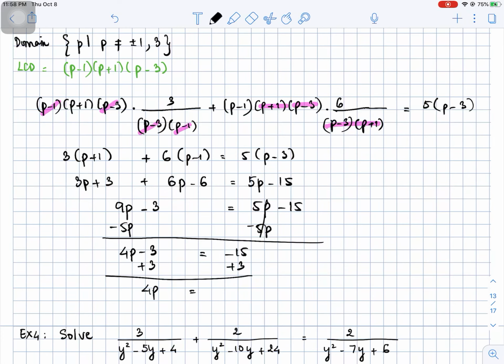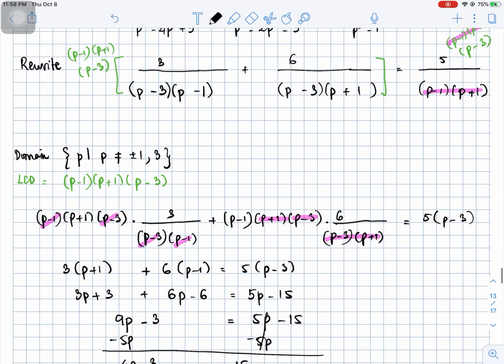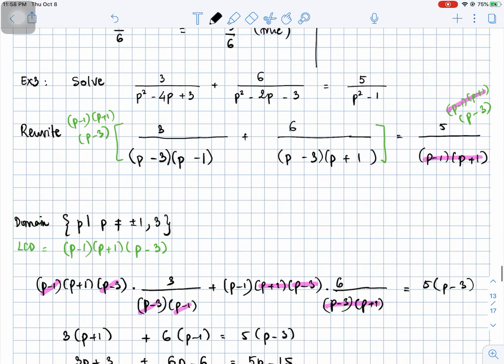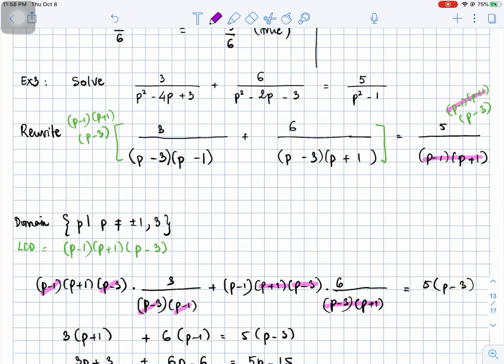Then we will subtract 5p from both sides. So we got 4p minus 3 equal to -15. And then we will solve for p, adding 3 first. We get -12 and divide both sides by 4. So p equal to -3.